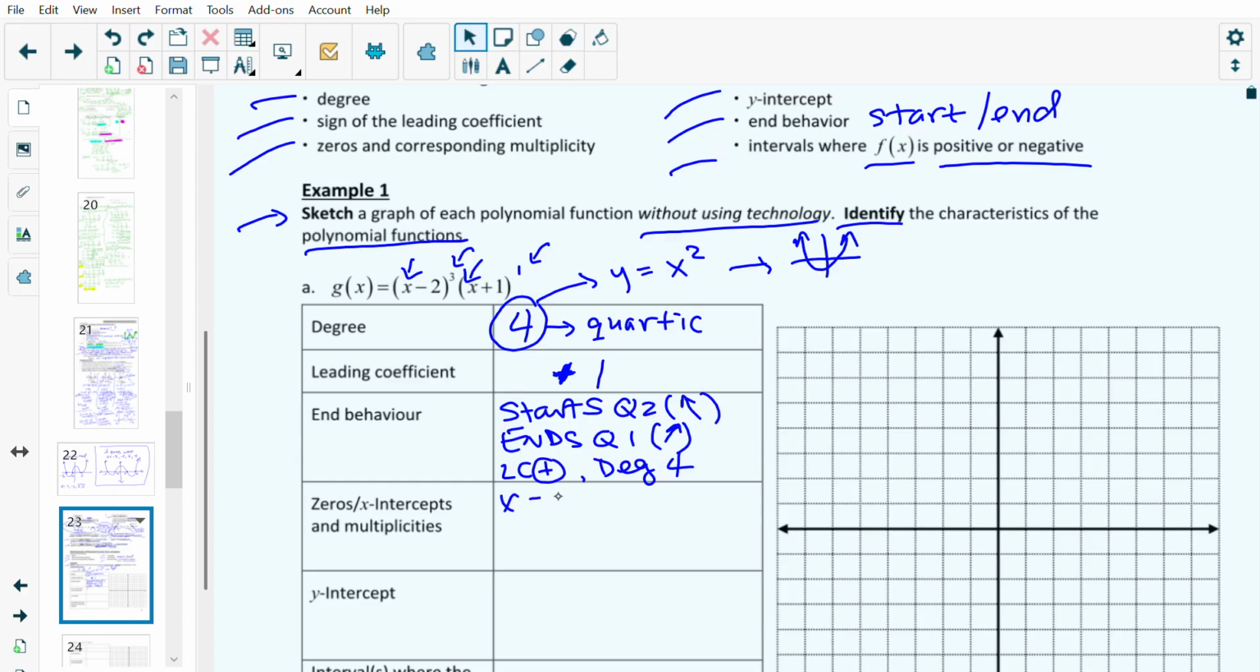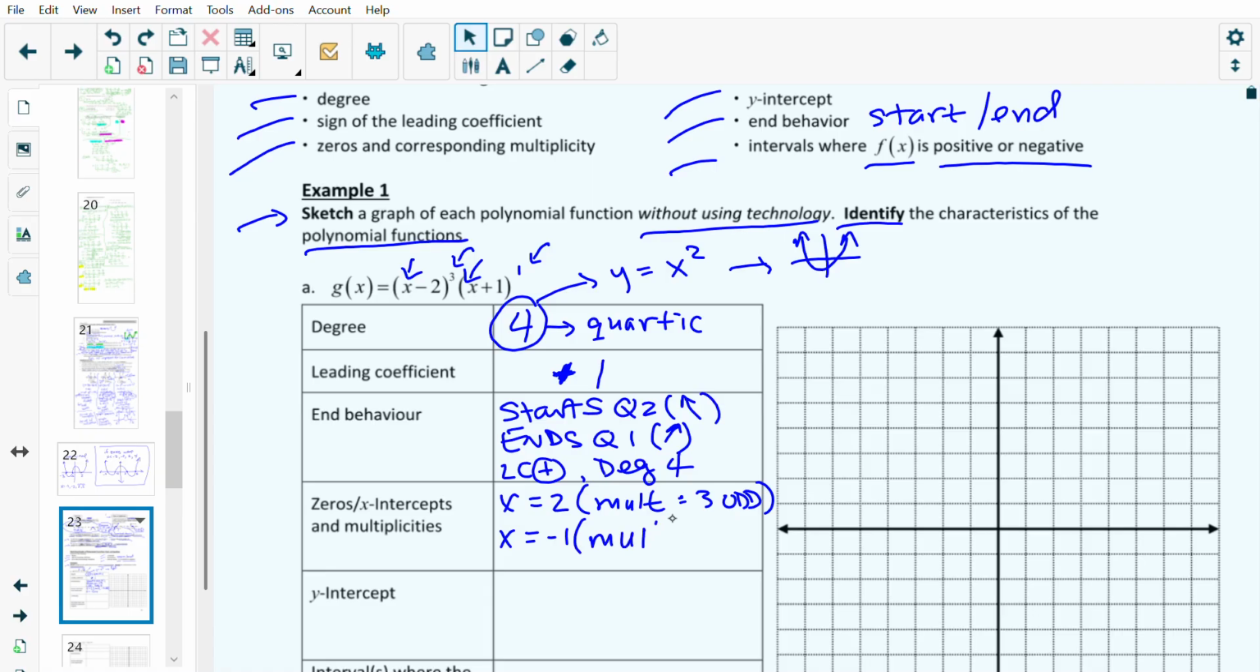Zeros and x-intercepts and multiplicities. So, first one, x equals 2. How many of those x equals 2 do we have? So identical real roots. We have 3 of them, so the multiplicity is 3. It's an odd multiplicity. So I'm going to put odd here. This will help us determine our shape.